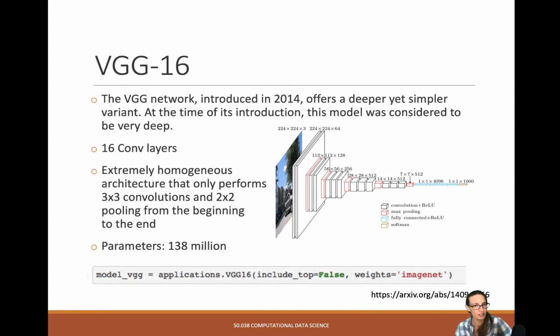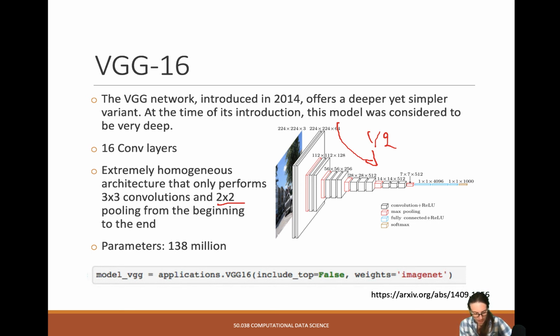Two years later, the VGG network, VGG 16, offers an even deeper but simpler variant. It has 16 convolutional layers and it's extremely homogeneous. It's an architecture that performs only 3x3 convolutions followed by 2x2 pooling from the beginning to the end. So at each convolution and pooling, the image or feature map is cut in half, which you can see here on the image. Each operation cuts it in half because of the 2x2 pooling.